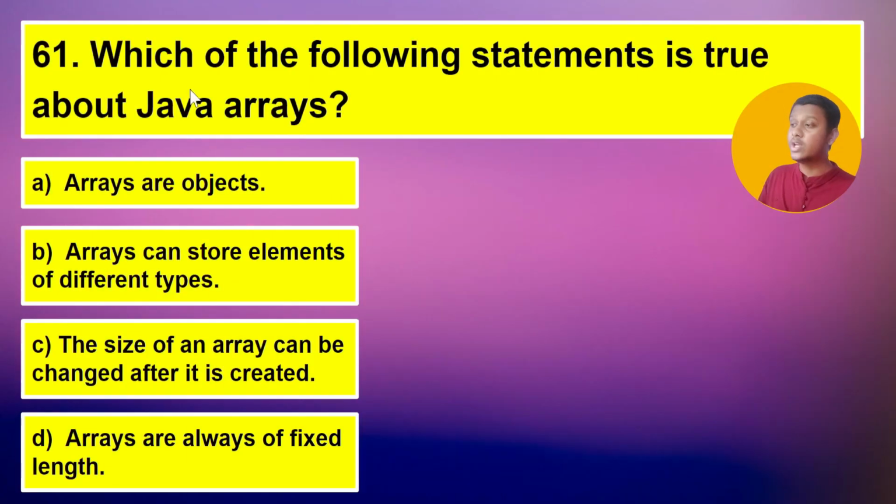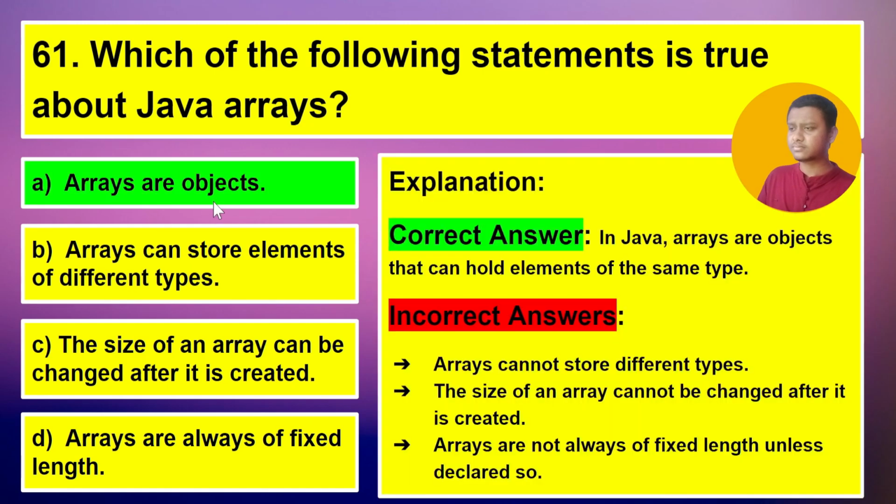Next question is, which of the following statements is true about Java arrays? Arrays are objects. Arrays can store elements of different types. The size of an array can be changed after it is created. Arrays are always of fixed length. So here the correct answer is arrays are objects.